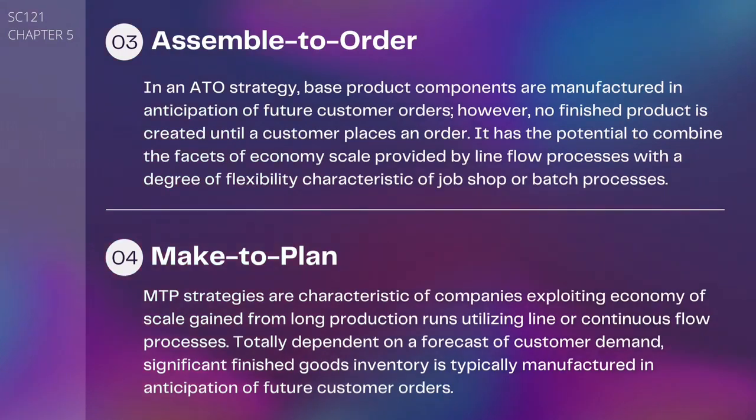Make to plan. MTP strategies are characteristic of companies exploiting economy of scale gains from long production runs utilizing line or continuous flow processes. Totally dependent on a forecast of customer demand, significant finished goods inventory is typically manufactured in anticipation of future customer orders.